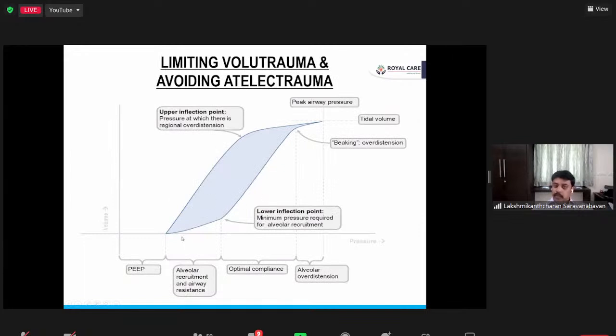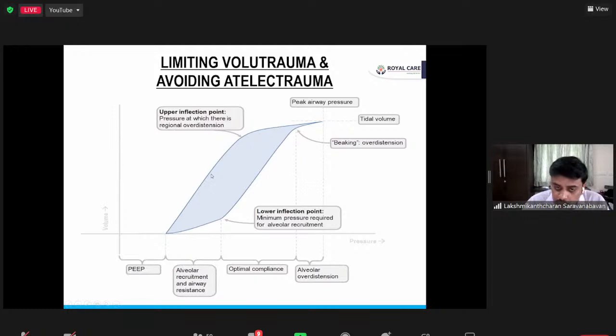So how do we select the PEEP, and how much PEEP to select? We again come to this pressure volume curve. This is the pressure volume curve that we were talking about earlier. As you can see, initially during inspiration, for the amount of pressure being generated, the tidal volume slowly goes up. It reaches a certain point where it suddenly increases exponentially for the same amount of pressure change.